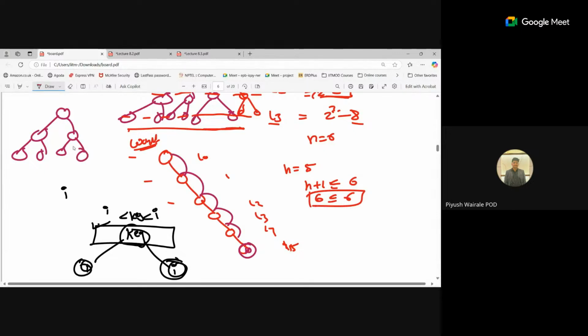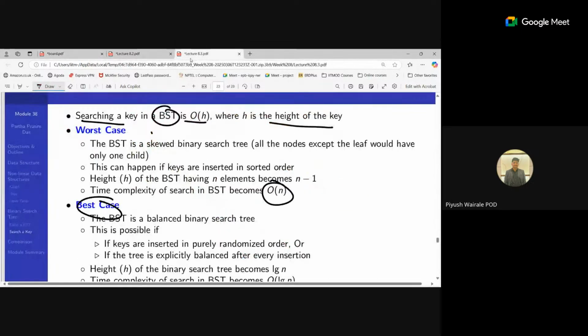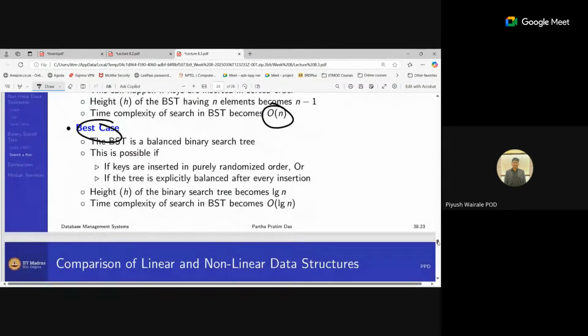Like that, okay? So in this case, if I want to find out this one, I will just compare with this one, after that this one, like that, until I get the search key, right? So in the best case, the time complexity will get reduced to what? Order of log n. You can remember these two important points. In the worst case, it will always be order of n. In the best case scenario, it will be order of log n.